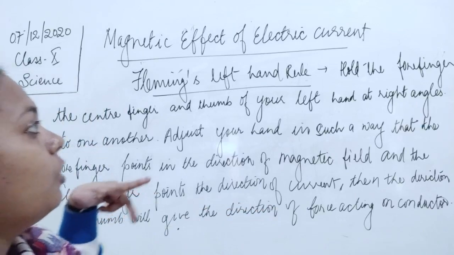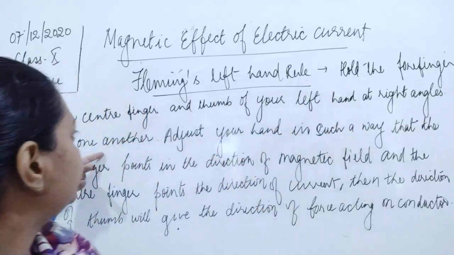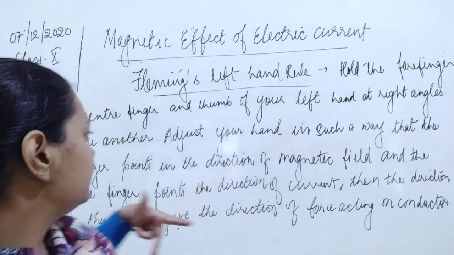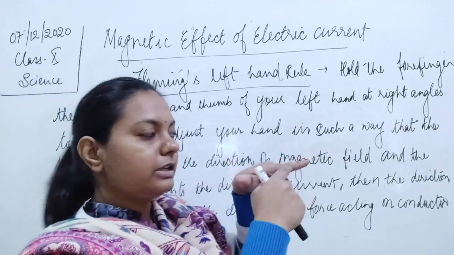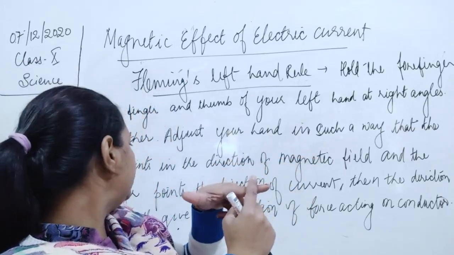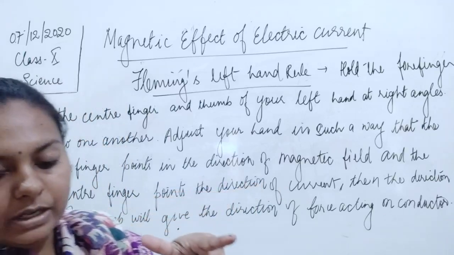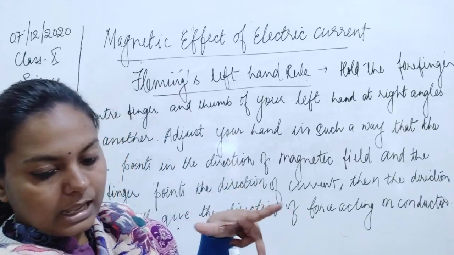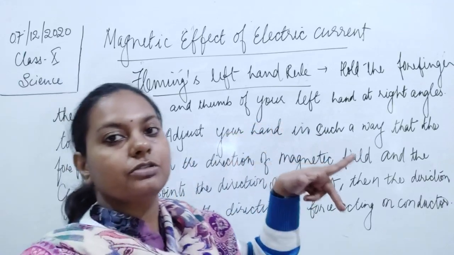Okay, now hold the forefinger, your center finger and the thumb of the left hand at right angles to one another like this, in such a way that the forefinger points the direction of the magnetic field. The middle finger is going to give the direction of the current, and the thumb is going to tell you the direction of the force.